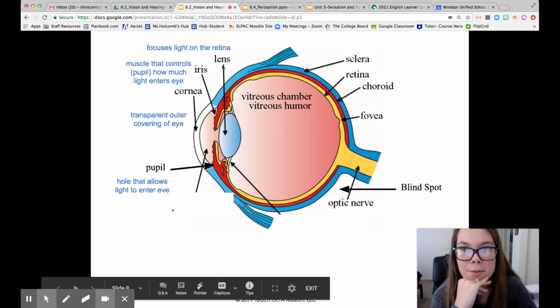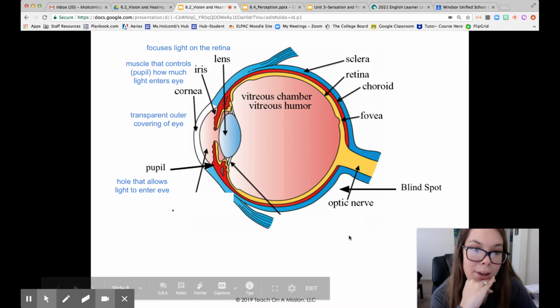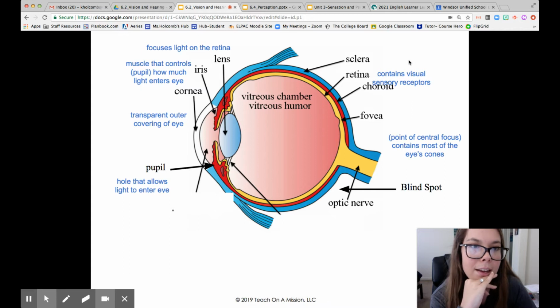We then have our lens, which is right here, and it focuses the light that's coming in onto our retina. The retina is on the back end of our eye, okay? It contains all the visual sensory receptors, and this is where the central focus is, right around here. It contains most of the eye's cones and rods, which we'll talk about in just a minute.